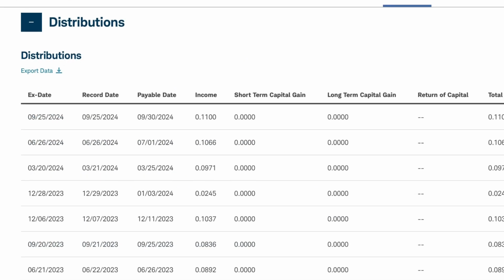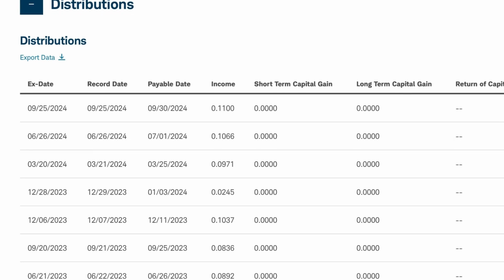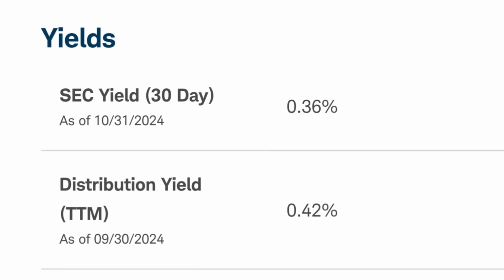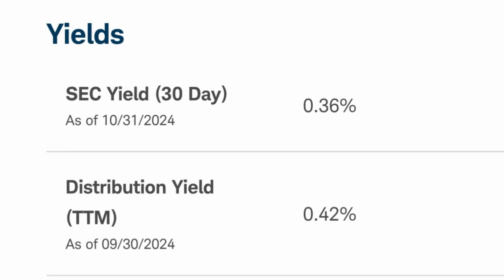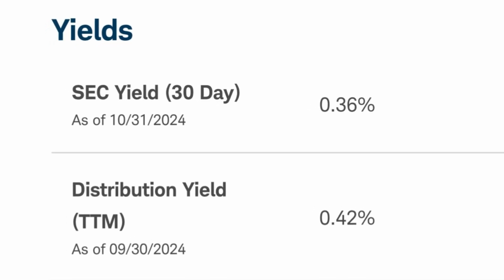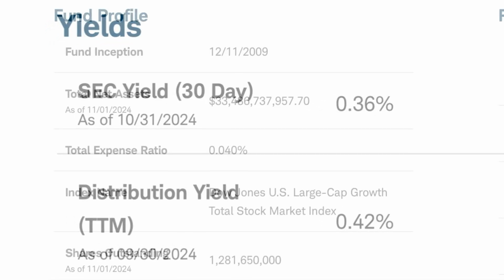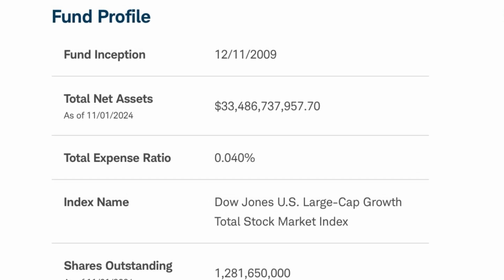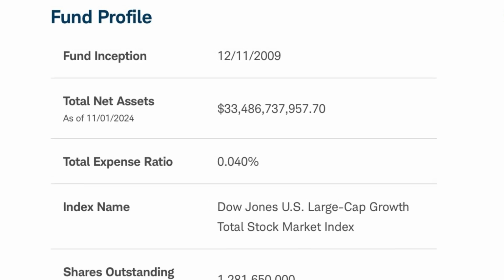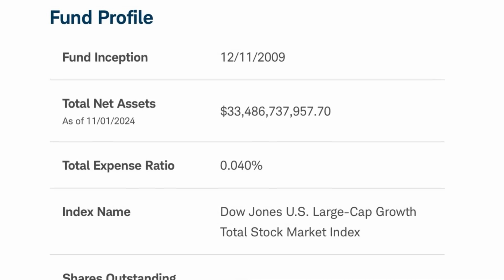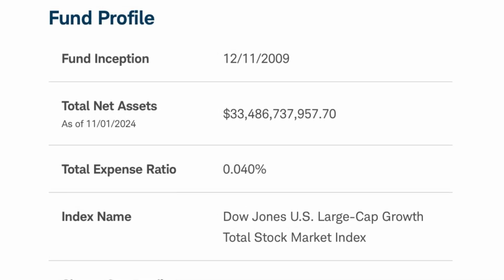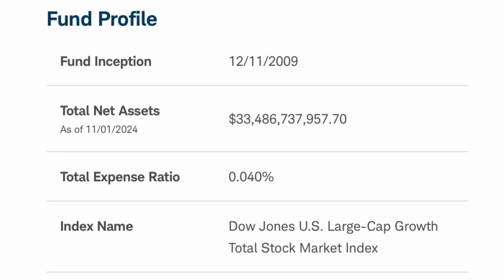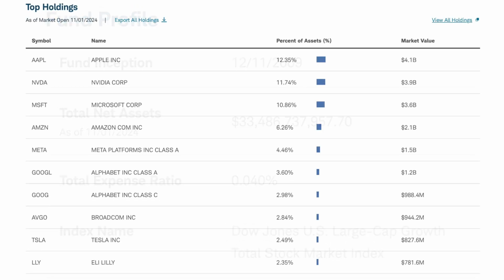It pays distributions, which are dividends from the ETF, 4 times a year, with a yield of 0.42%, which would equate to $420 of dividend income for every $100,000 invested. It has a management expense ratio of 0.04% per year, so for every $100,000 invested, it will cost $40 per year in fees, and this is automatically subtracted from the ETF unit price, so you won't actually see any fees being taken from your brokerage account.